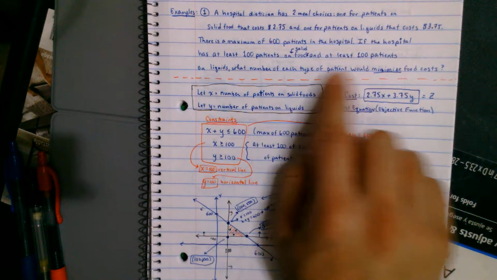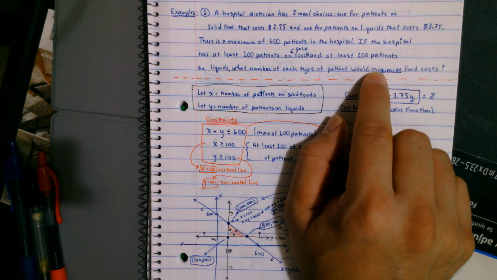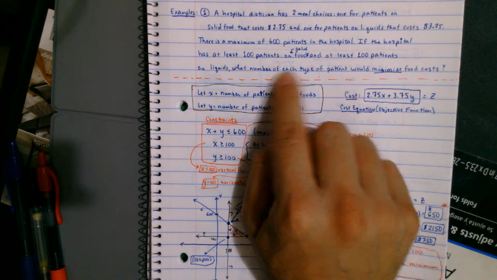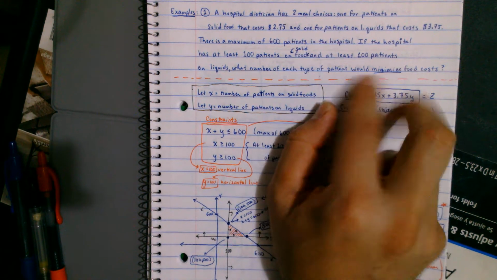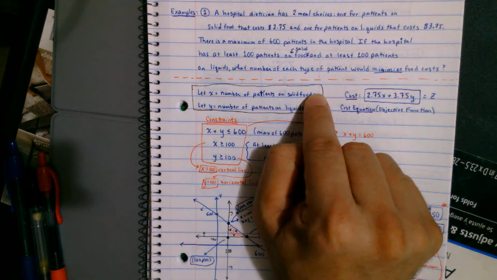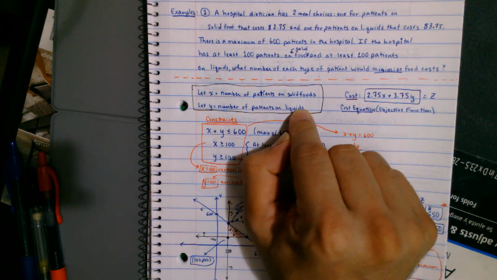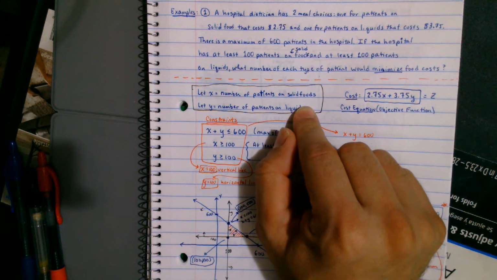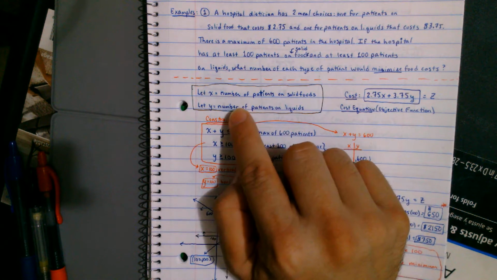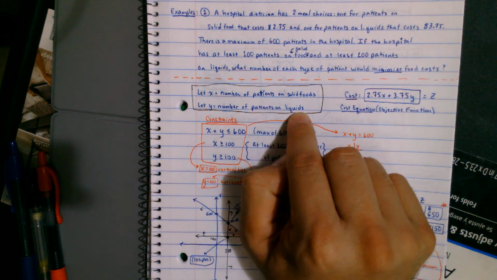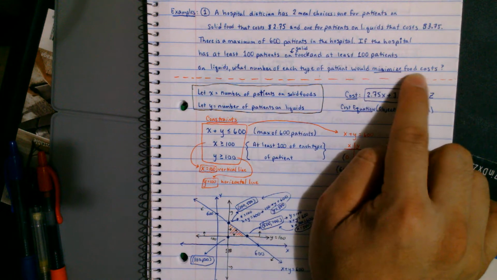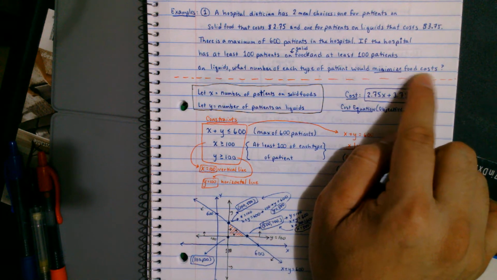But when you look at what to set up for your variables, you look at the question. What number of each type of patient would minimize the food cost? So you're looking at the patients. There is a patient that can eat solid food, and there's a patient that can take liquids, or drink liquids, I guess. So these are your variables. You let X be the number of patients on solid foods. You let Y be the number of patients on liquid foods. And as a key, look at what you're trying to minimize. You're trying to minimize food costs. So that's your objective function.